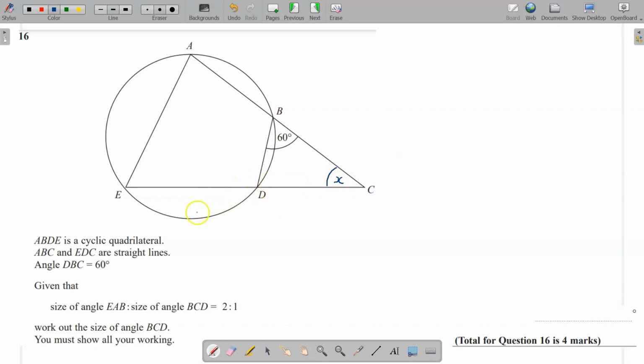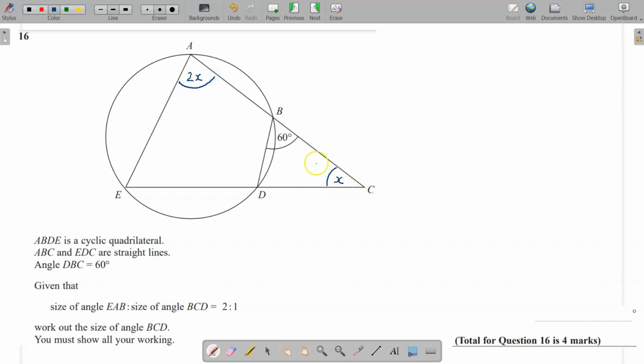So let's see what we can add to this. We're told that the size of angle EAB to angle BCD is in the ratio 2 to 1. So that means if this is X, this must be 2X. So we must put that in, because that's obviously going to be helpful at some point soon.